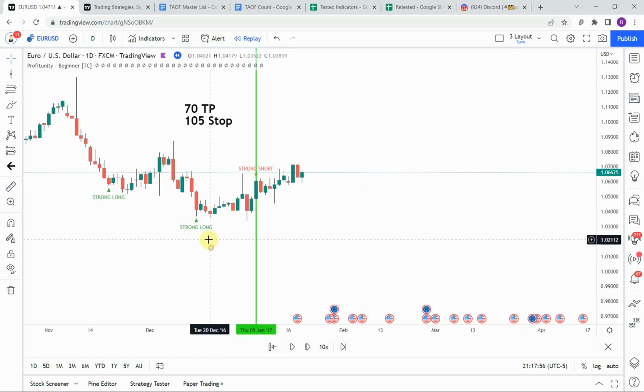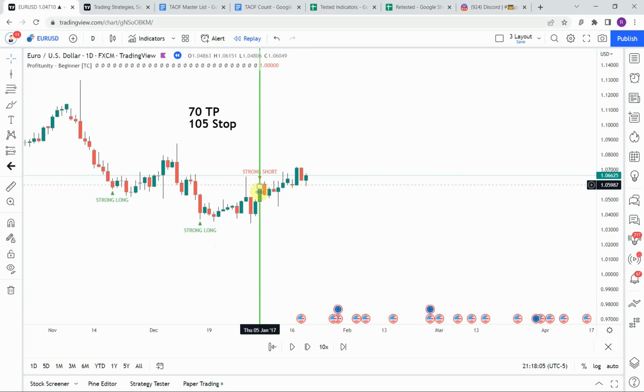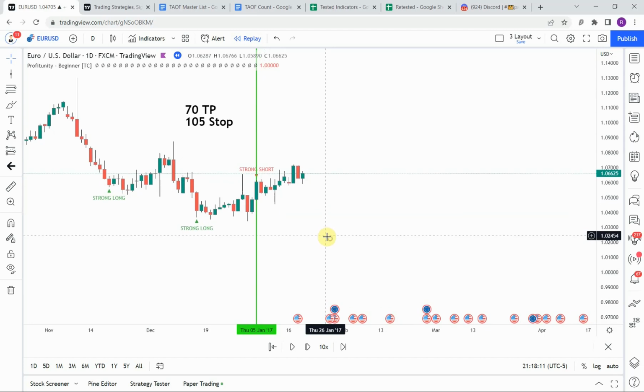All right, so the first signal that we pick up is a short signal right here. Again, we get that strong short red label. And on the very next candle, we get a decent push to the downside. That is enough to come down and get us to our take profit. Let's go ahead and continue on.